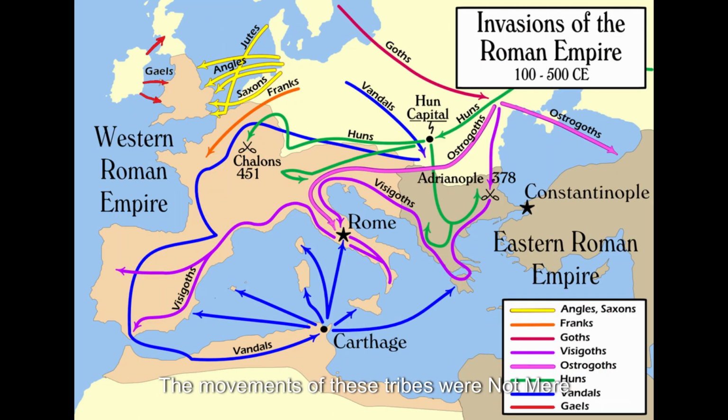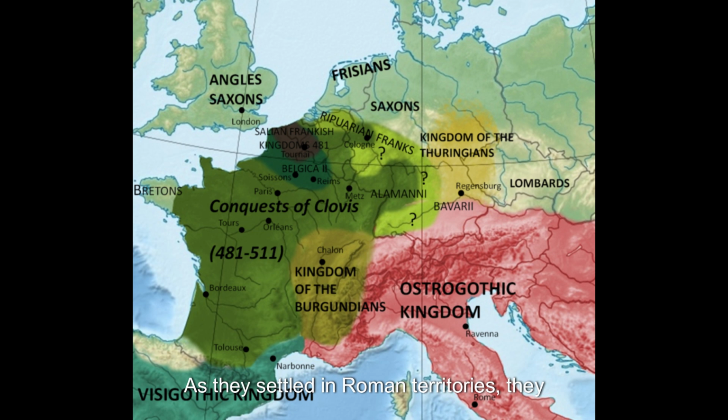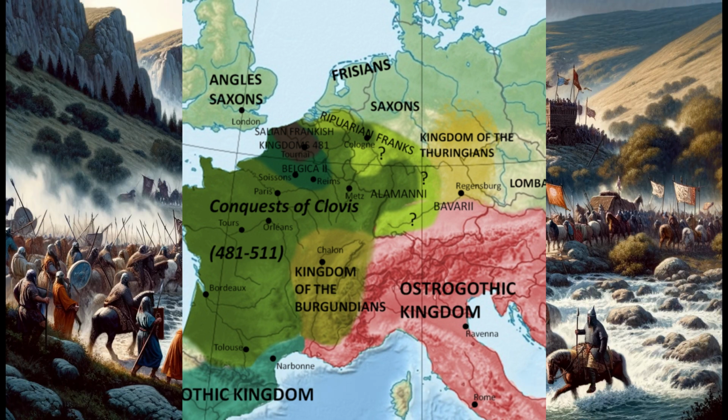The movements of these tribes were not mere invasions, they were complex migrations influenced by a variety of factors, including climate change, pressure from other nomadic tribes, and the allure of the Roman Empire's wealth. As they settled in Roman territories, they began reshaping the political and cultural landscape of the region. Their interactions with the remnants of the Roman world led to a fascinating amalgamation of cultures, which would lay the groundwork for the medieval European identity.